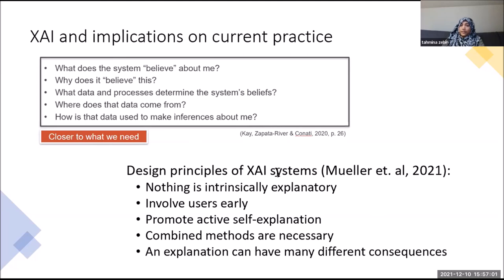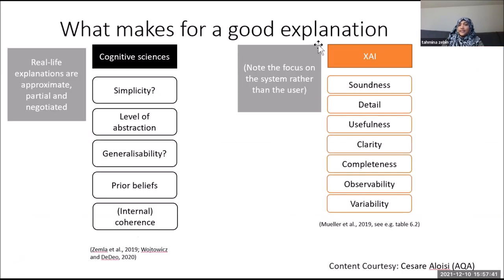So our design principles for XAI systems, again taken from a very recent paper by Mueller et al. What we need to aim for when we are developing any automated system is to provide enough explanation to the users. Though nothing is intrinsically explanatory, an explanation may have different consequences, we need to involve the users that the system will be used for as early as possible. We need to promote active self-explanation. We need to have combined methods whenever necessary. And there are differences in terms of explanation in the cognitive sciences and the XAI domain. An algorithm can perceive, let's say, as much as you're coding it to perceive, whereas in real life, there is some difference.